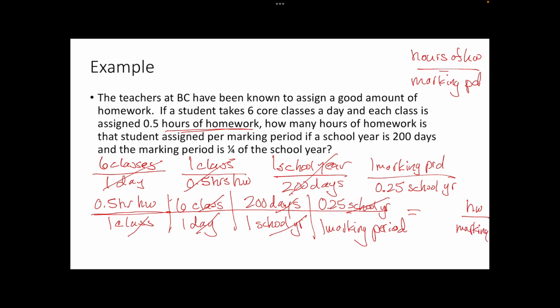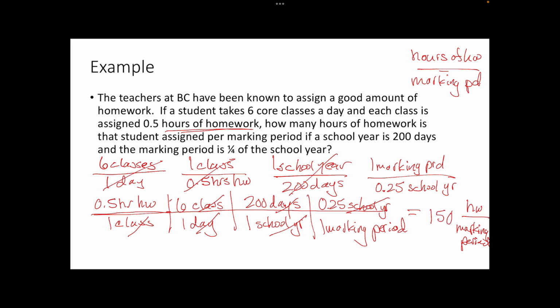So now the only thing left for us to do is calculate. So once again, we're just multiplying. It won't always just be multiplying. Sometimes you will be dividing too, just depending on, right, my calculator is not cooperating. There we go. All right. So let's go ahead and start. So we take 0.5 times 6 times 200 times 0.25, and we end up getting 150. That's a lot.